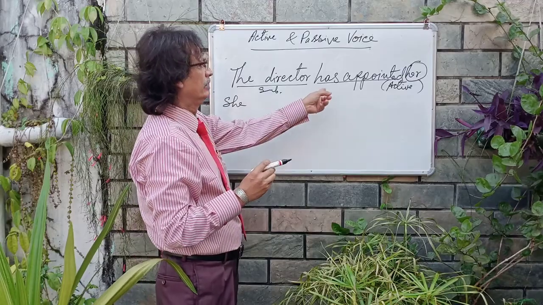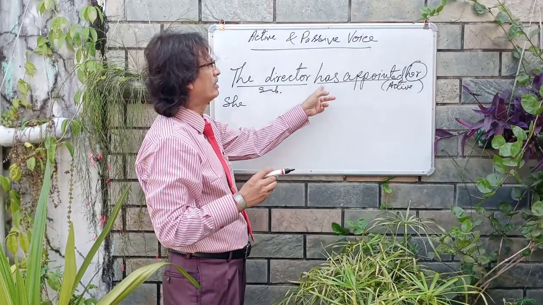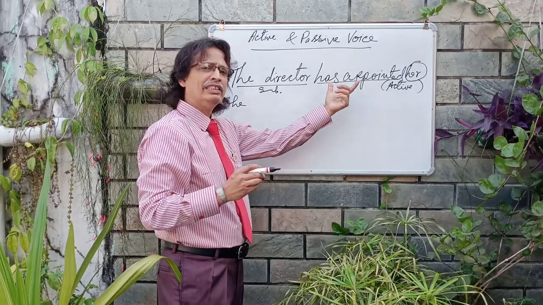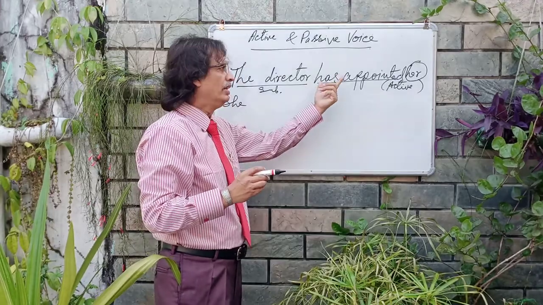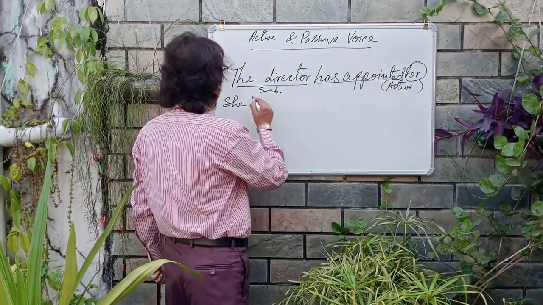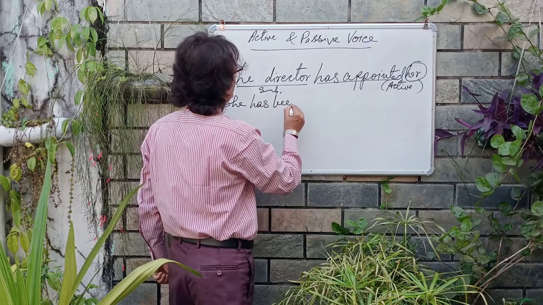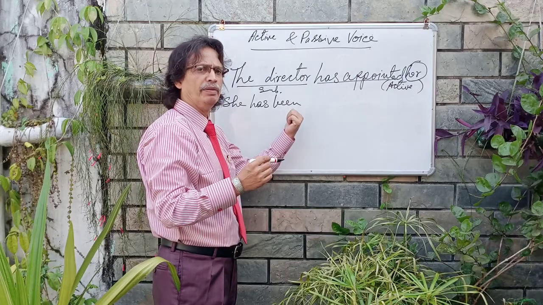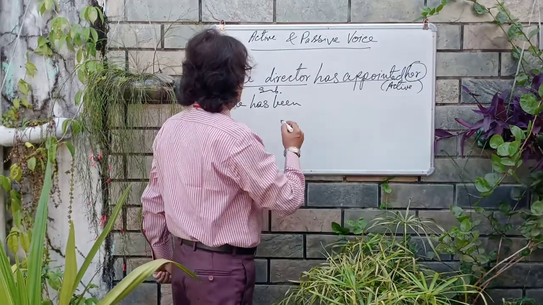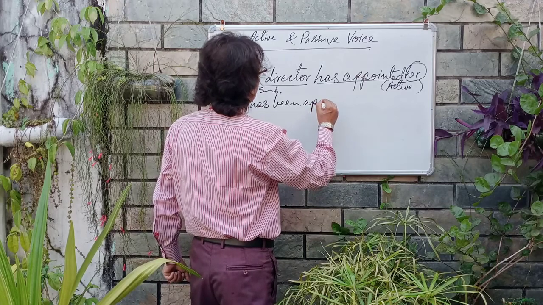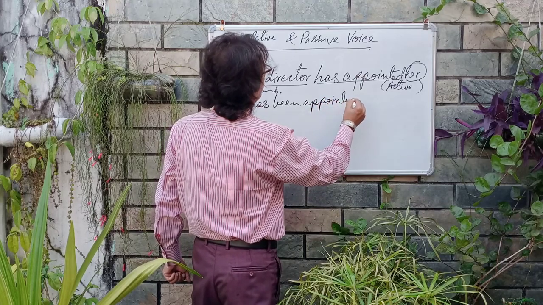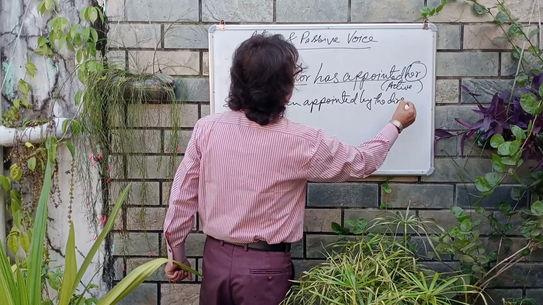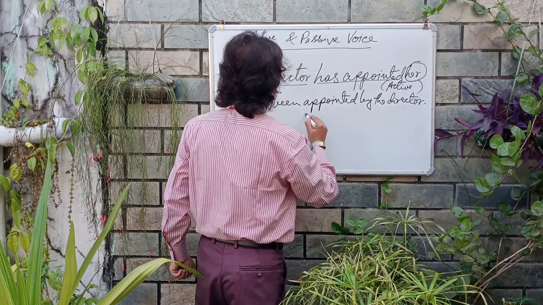And the tense remains the same in active and passive. But to make it into passive voice, has appointed was in active, but she has been appointed by somebody else. So it will be been. She has been. In the perfect tenses, in the passive voice, we add been, present perfect or past perfect. She has been appointed by the director. This comes the passive.